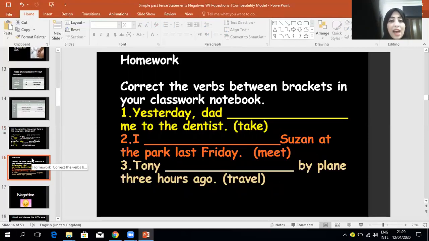Now we have a homework. In your classwork notebook, rewrite the 3 sentences here. Correct the verbs between brackets in your classwork notebook. Number 1, yesterday, Dad, me to the dentist, take. I, Susan, at the park last Friday, meet. Tony, by plane 3 hours ago, travel. So correct the verbs between brackets in your classwork notebook and rewrite all the sentences, please.